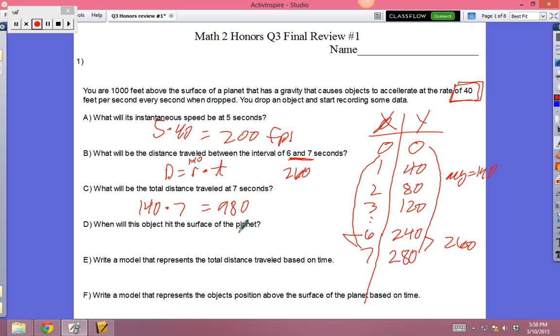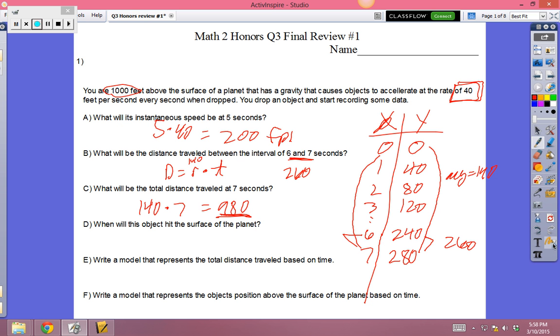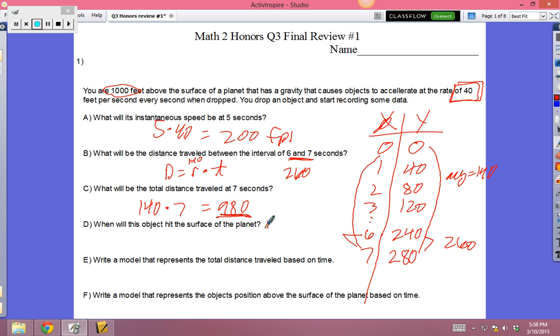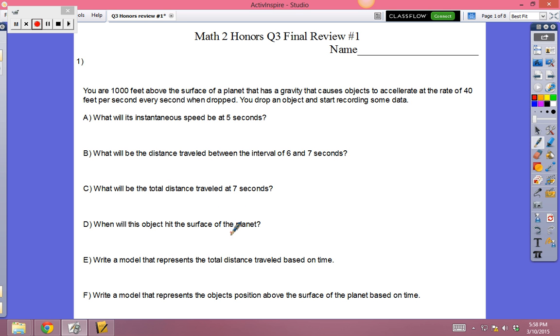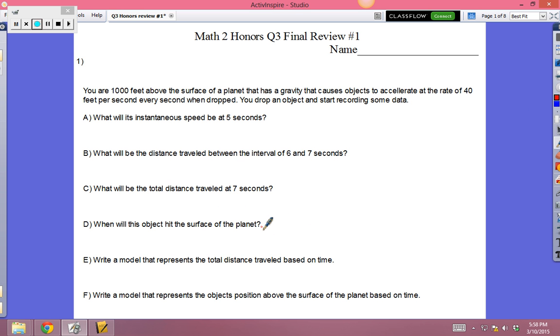Okay, when is this object going to hit the surface of the planet? It says at the beginning that you're 1,000 feet above the planet and you're going to drop it, and at 7 seconds it was 980, so it's going to happen right between 7 and 8. And if I ask on the test, when will this object hit the surface, to the nearest 1,000th of a second, I might ask you to be more specific than just tell me between 7 and 8 seconds. I want to know exactly, to 3 decimals, when it hits.